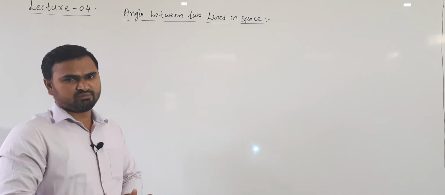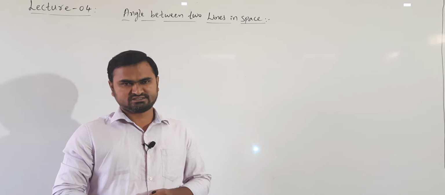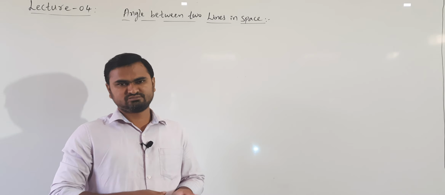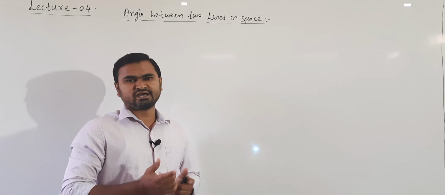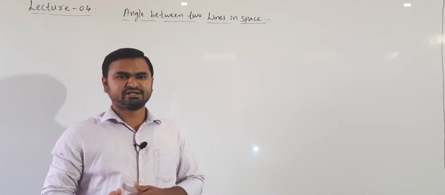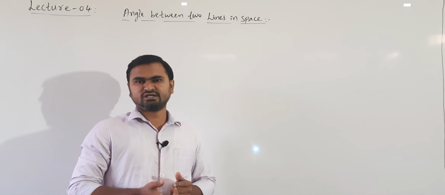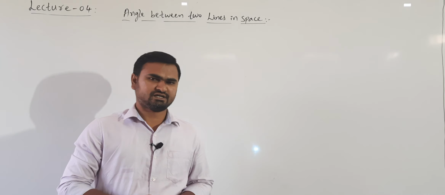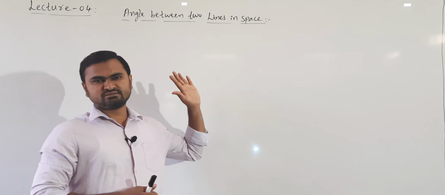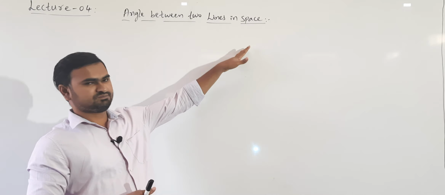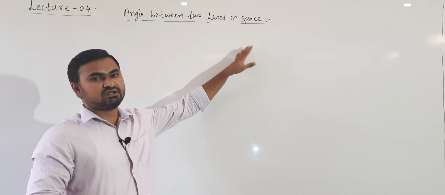In first year, if you remember, in straight lines we studied how to find the angle between two lines in 2D geometry. How do we find it? By using tan theta equal to modulus of (m1 minus m2) divided by (1 plus m1 m2), where m1 is the slope of the first line and m2 is the slope of the second line. That is in 2D, but here in space there is no concept of slope. So how do we find the angle between two lines in space?